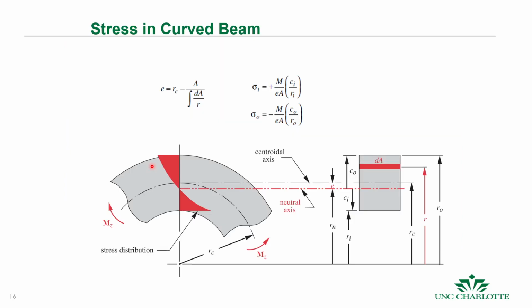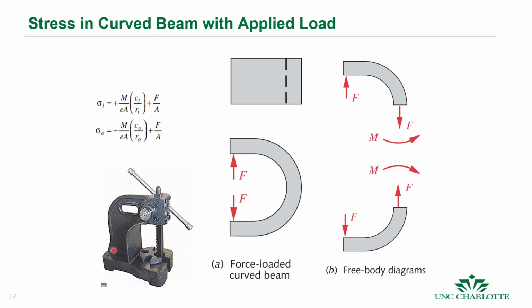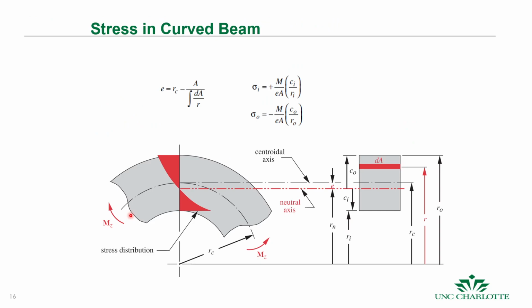Now, we often have curved beams. For example, this is an arbor press. It has a curved beam. So we also have to design for curved beams.